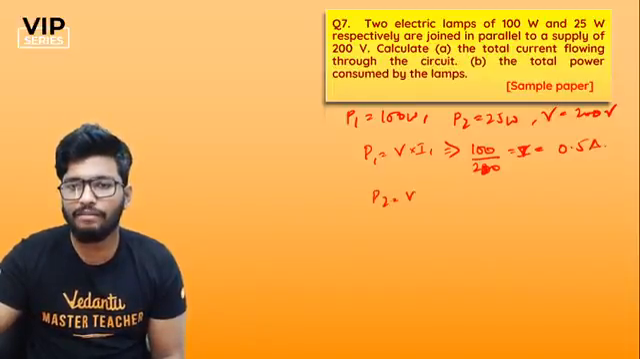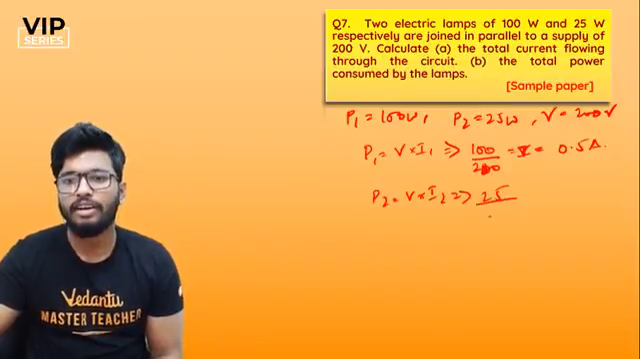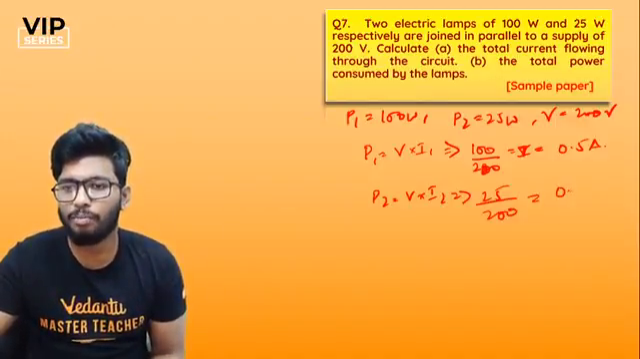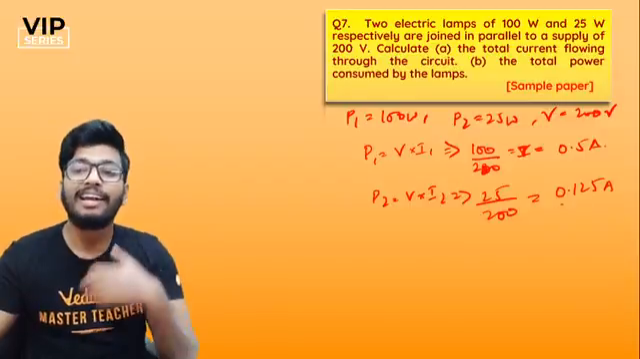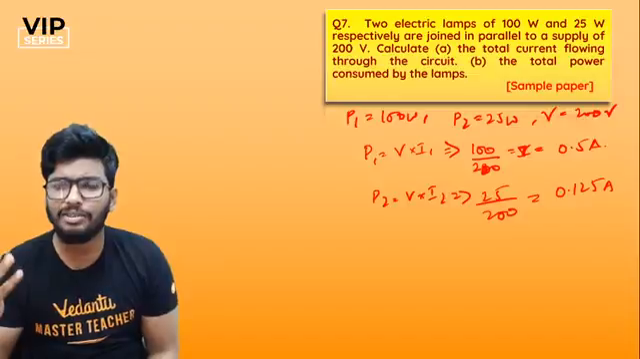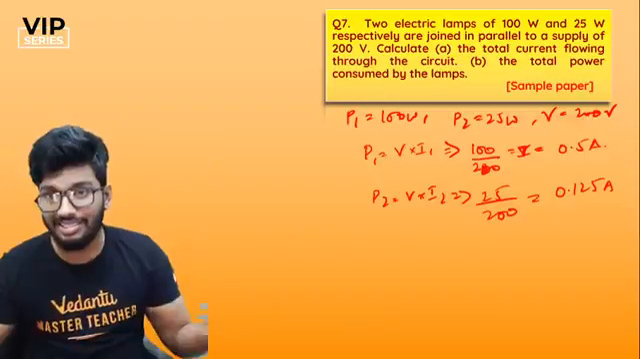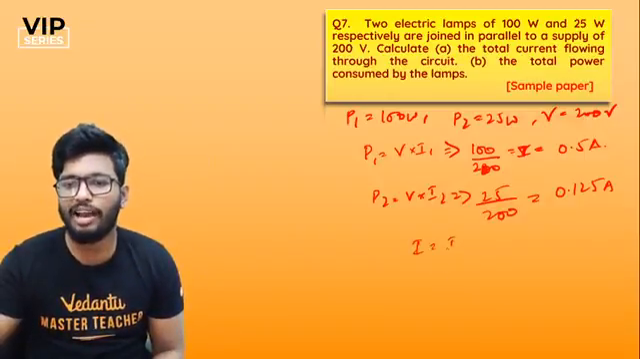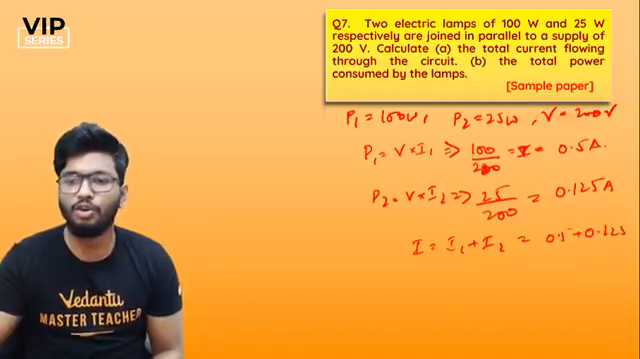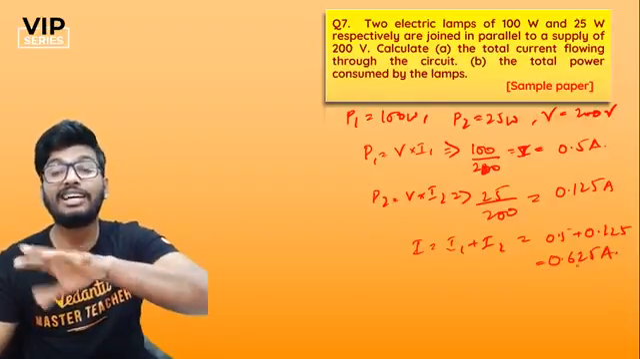For P2, again V into I2, that will be 25 divided by 200, which if you calculate, you'll get as something like 0.125 amperes. Now again, guys, in a parallel circuit the current gets divided, but the total current flowing through the circuit would be the same. So add them both up. I is equal to I1 plus I2, which is nothing but 0.5 plus 0.125, which you'll get as 0.625 amperes. This is the current flowing through the circuit.